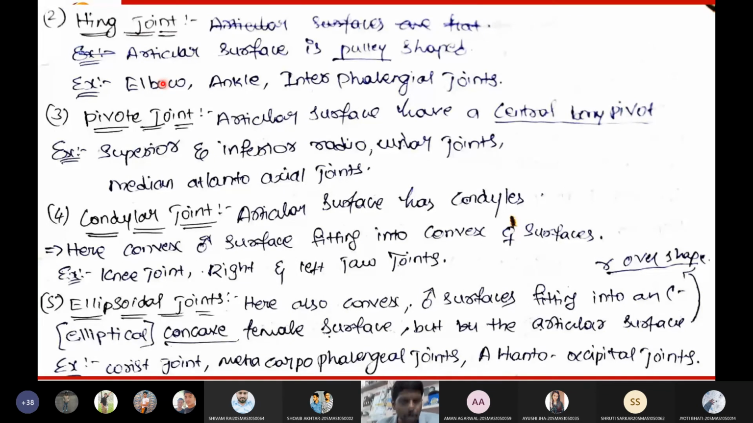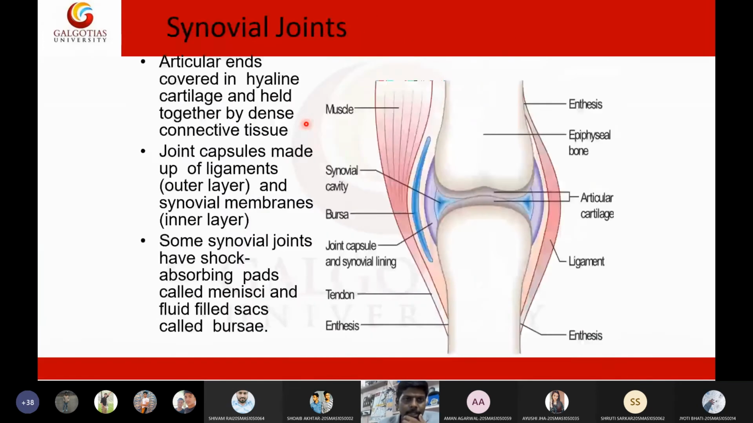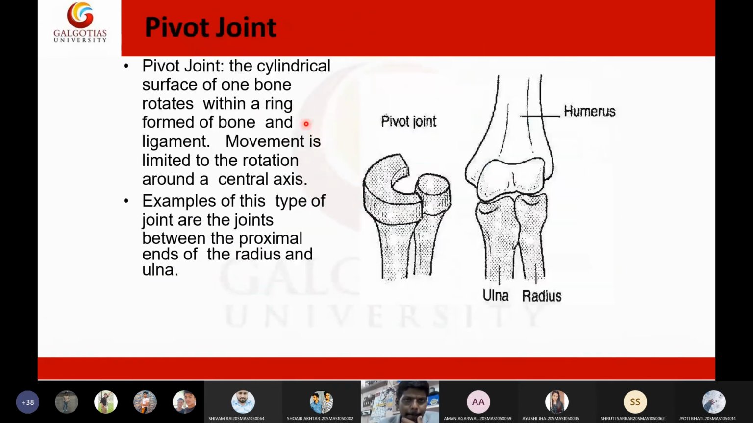Then the third one is the pivotal joint. Pivotal joint means a central bony pivot. How can I explain the pivotal joint to you? A pivot is a common point where it is joining. It will help to move. Yes, correct. It will have a common point. I was trying to tell you in an even simpler form. How can I say?